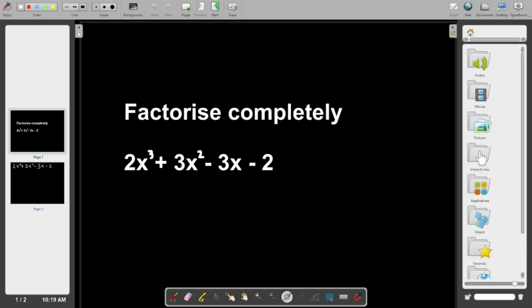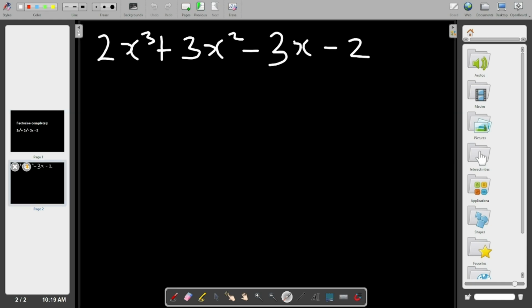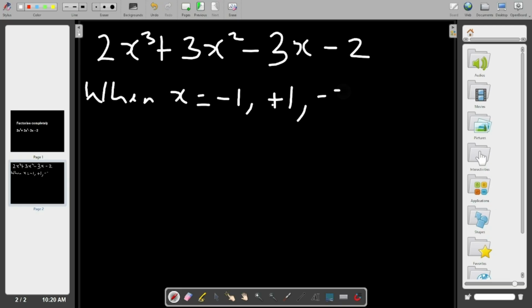Now, in order for us to solve this one, we are going to look for values such that if you substitute in place of x, it's going to give us 0. What is the value that we are going to substitute in place of x that will give us 0? We are going to try values. We start from when x is equal to minus 1, and then when x is plus 1, when x is minus 2, when x is plus 2, you go on, etc. So let's start with the first one.